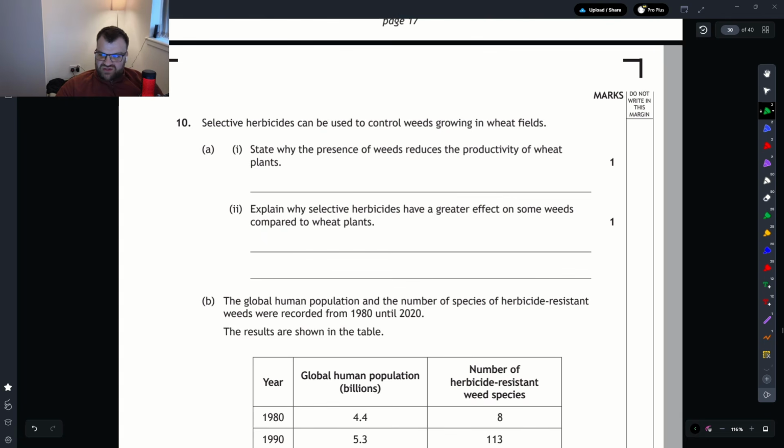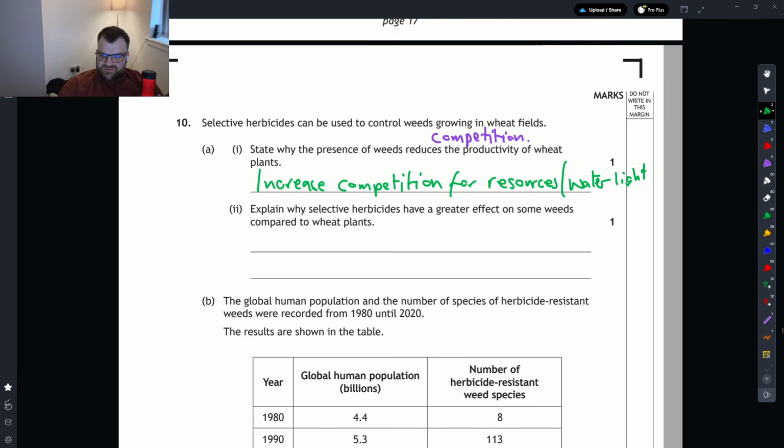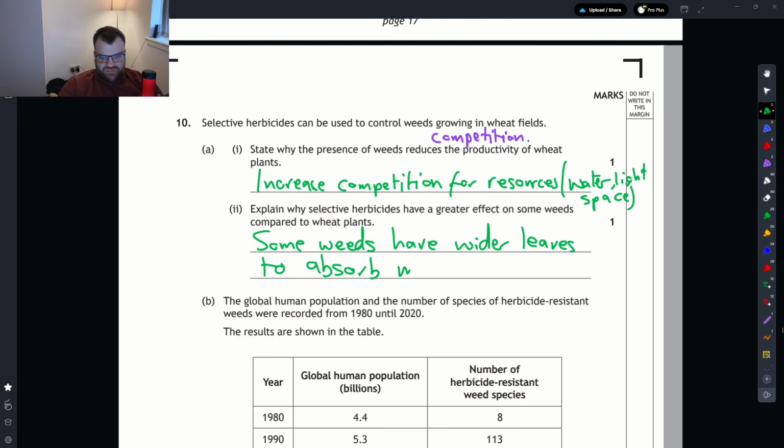Why do weeds reduce productivity of the plant that we want? It's all about the competition. It's going to increase competition for resources: water, light, space. Selective herbicides have a greater effect on some weeds compared to wheat plants. This is the idea of the broadleaf versus the thin leaf ones. Some weeds have wider leaves, and that's going to mean that it's going to absorb more of the herbicide, more of the chemical.